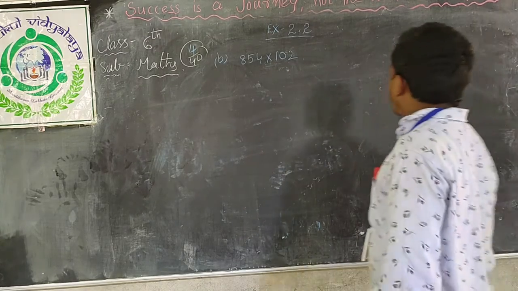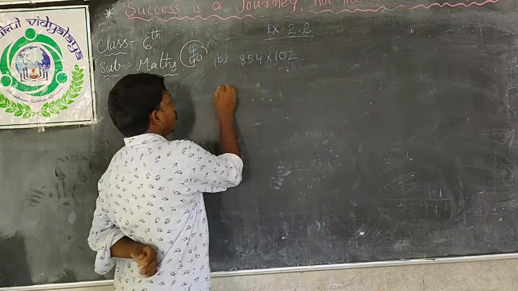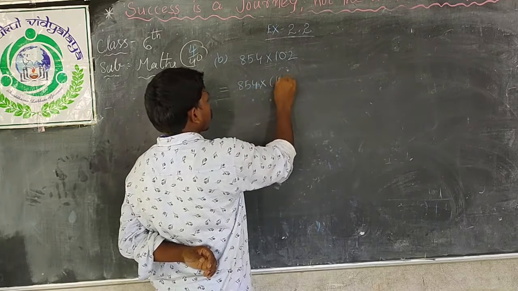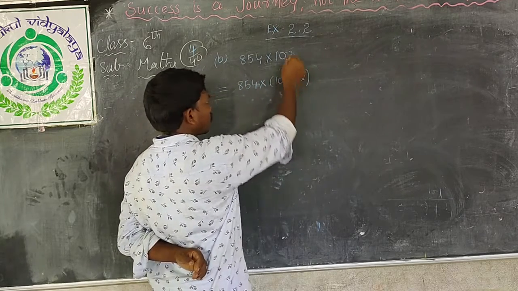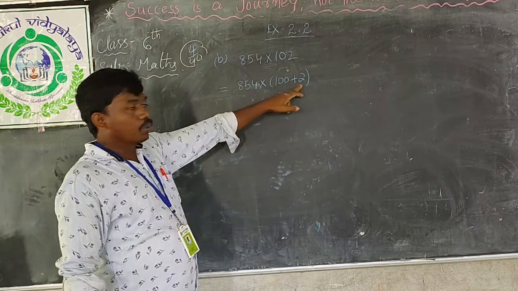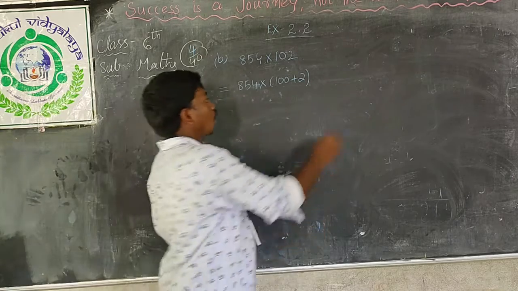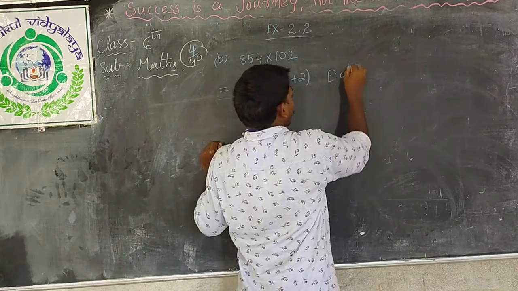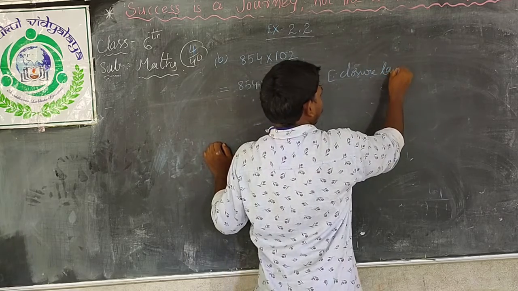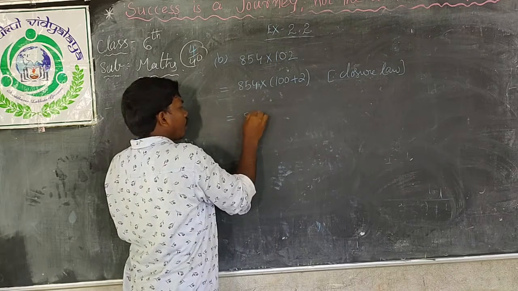Okay, 854 into 102, B. This one is written as 854 into 100 plus 2. What is the value of 100 plus 2? 102. Which formula? The sum of two whole numbers is also a whole number. This is closure property. Okay. Next one, 854.